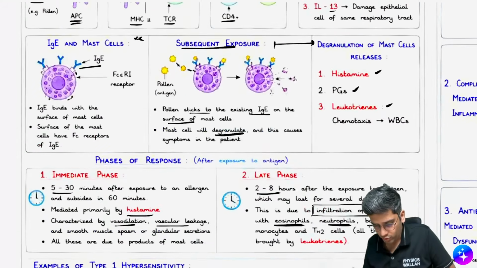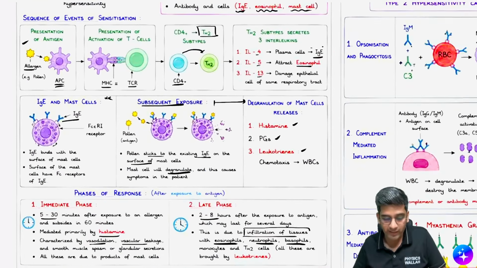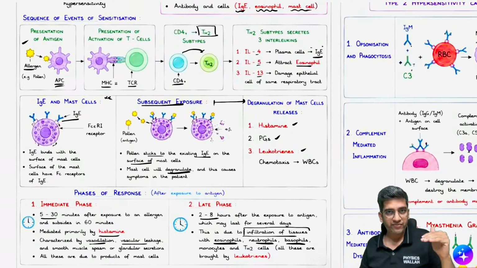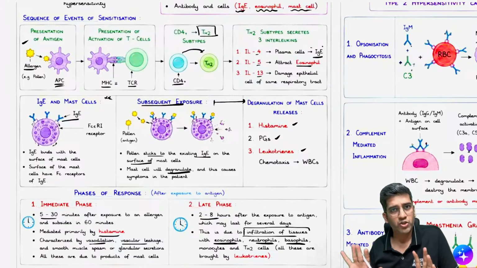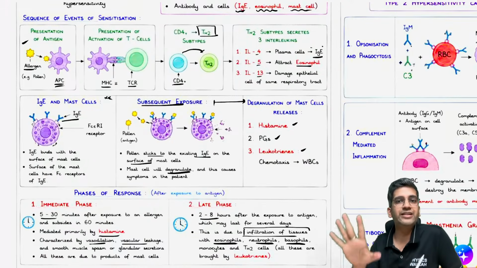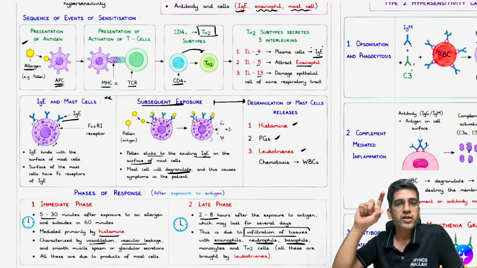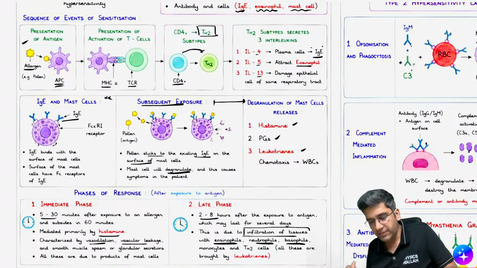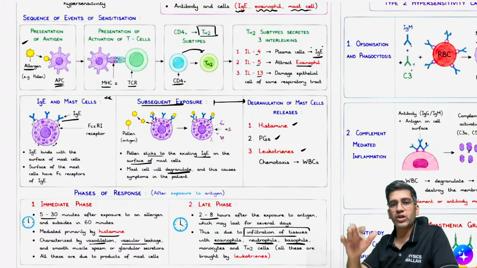Perfect. I'm just going to zoom out a little bit. We have everything required here: the sensitization, the re-exposure, the immediate phase response, and the late phase response. Sorted. Then a few examples. This will be the template. This is the template pathogenesis that's allergy related, asthma related, and now give me other examples. Can anyone tell me any other example of type 1 hypersensitivity? Whatever comes to your mind.